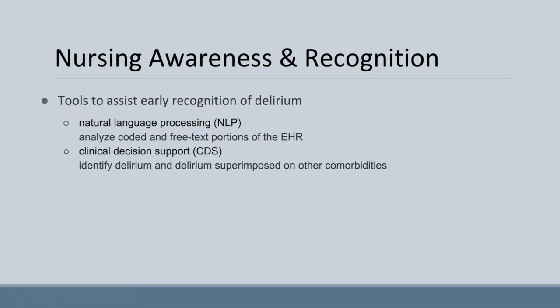Natural language processing can analyze coded and free text portions of the EHR, and the clinical decision support can identify delirium and delirium superimposed on other comorbidities. By adopting these tools, nurses can have better awareness and early recognition of elderly delirium in hospital settings to greatly improve patient outcomes.